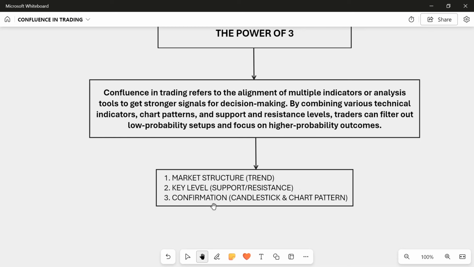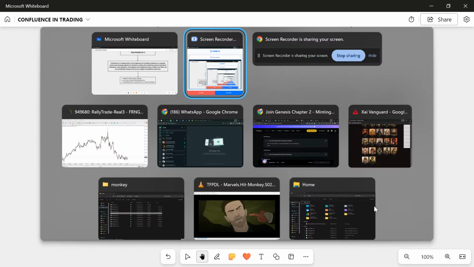Then the last thing we're looking for is confirmation. Confirmation basically just means it could be a candlestick pattern or a chart pattern. So for this video, these are the three things we'll be looking out for. All right, so let's go straight into the charts, guys.